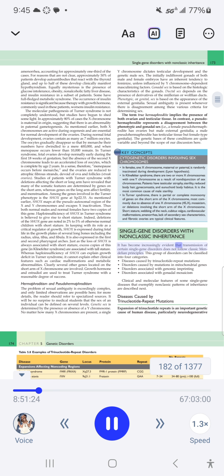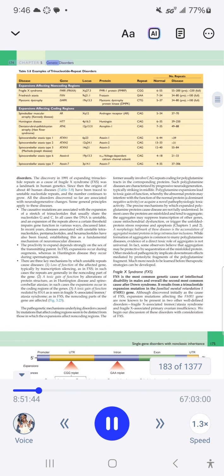It has become increasingly evident that transmission of certain single gene disorders does not follow classic Mendelian principles. This group of disorders can be classified into 4 categories: diseases caused by trinucleotide repeat mutations, disorders caused by mutations in mitochondrial genes, disorders associated with genomic imprinting, and disorders associated with gonadal mosaicism. Clinical and molecular features of some single gene diseases that exemplify non-classic patterns of inheritance are described next. Diseases caused by trinucleotide repeat mutations. Expansion of trinucleotide repeats is an important genetic cause of human disease, particularly neurodegenerative.